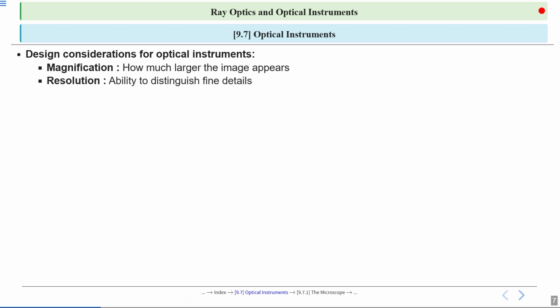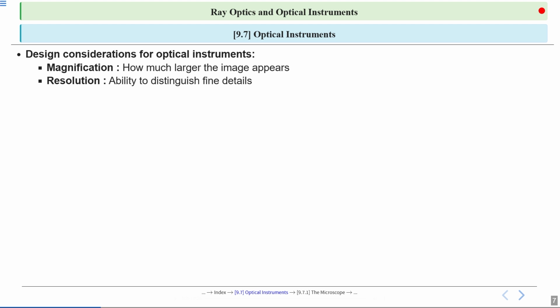Next, we have resolution. This is the ability of an optical instrument to distinguish fine details. High resolution means you can see two close objects as separate entities. If two objects are placed very, very close to each other, you cannot see them as separate objects. You cannot distinguish them.